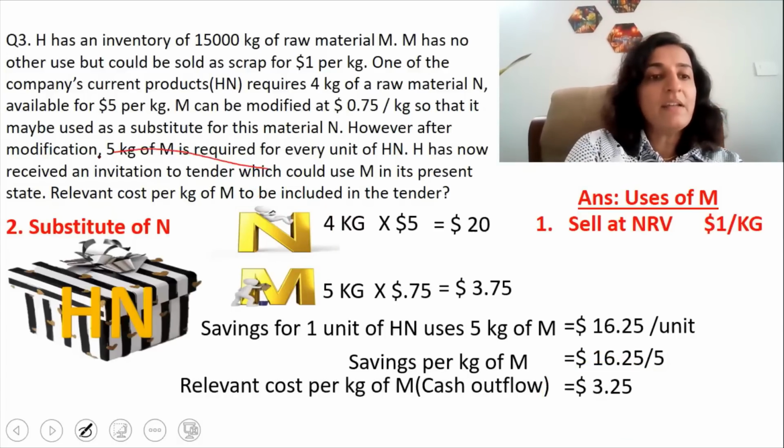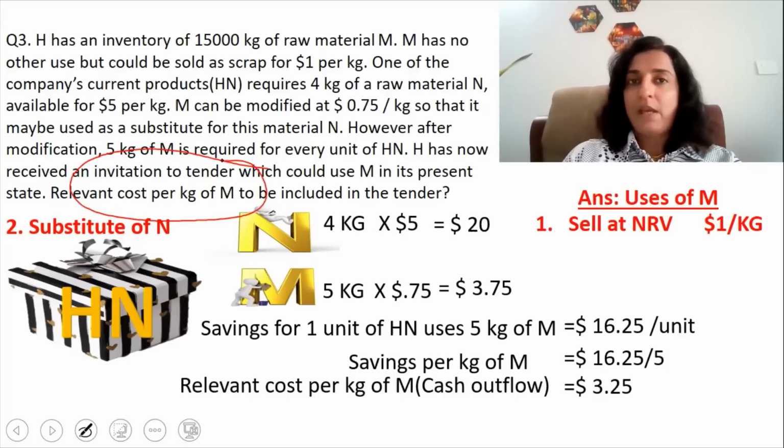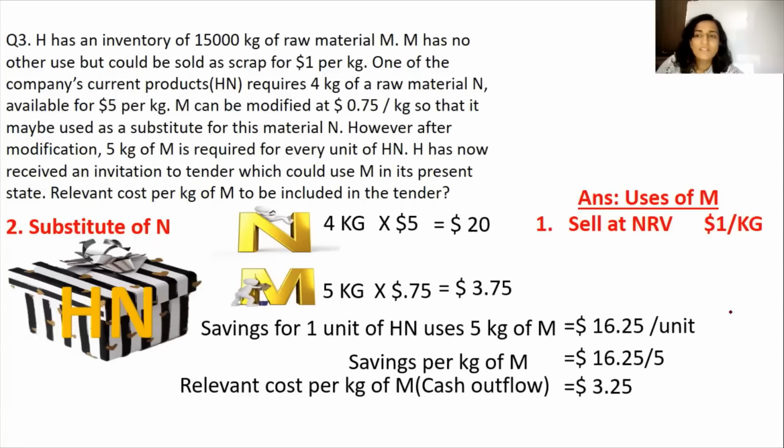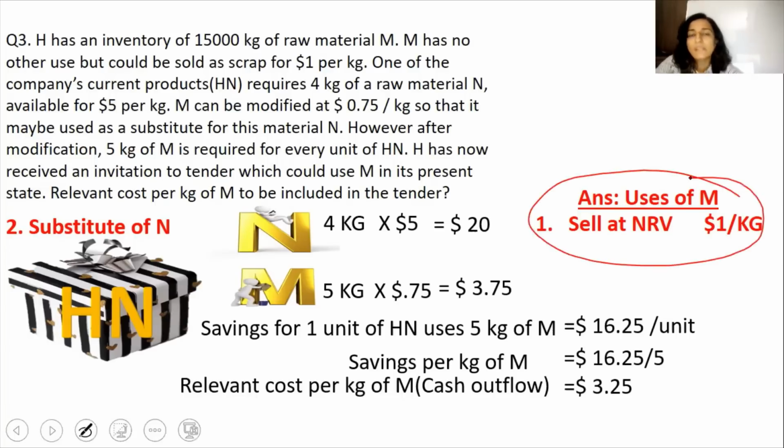Because they have asked for the relevant cost per kg of M. It is not the total relevant cost that they have asked. They have asked the relevant cost per kg, not the total. That is why we are taking $3.25. And even in this question, the NRV is completely ignored because that is not the present use of the raw material M. So with this, we end the relevant cost of direct material. We will continue the concept of relevant costing in the coming session. Thank you.